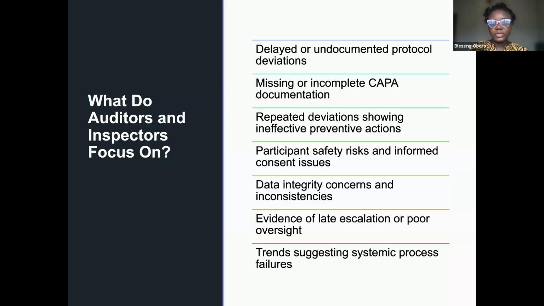Data integrity concerns and inconsistencies, evidence of late escalation or poor oversight. I think it's easy to tell when there isn't adequate oversight on a study. It's quite easy to tell. Protocol deviations are one of such red flags. You just see deviations flying around. Trends suggesting systemic process failures. So, because of our time, the next slide, please.